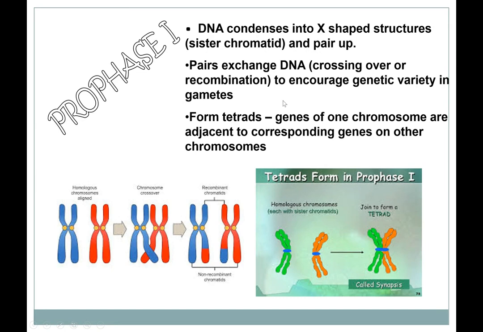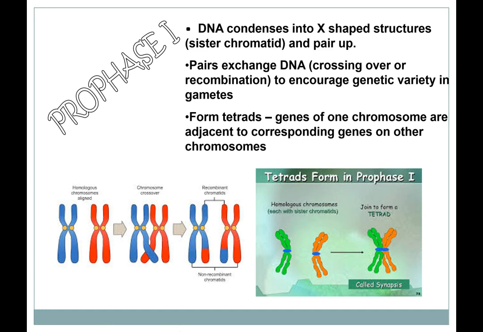Now, what's different here from mitosis is your homologous pairs exchange DNA in a process called crossing over. The bottom parts or the lower arms of the chromosomes literally get tangled up, and when they come apart, they have exchanged pieces of DNA. Now these are called recombinant chromatids. These are no longer sisters, right? Because they're not identical. They are all recombined. This is a way to encourage genetic variety in the sex cell.